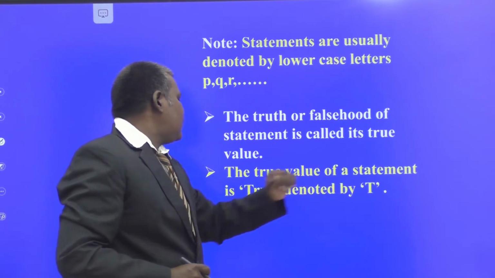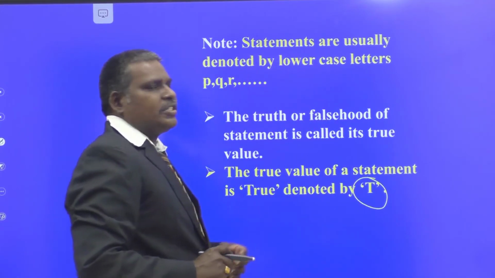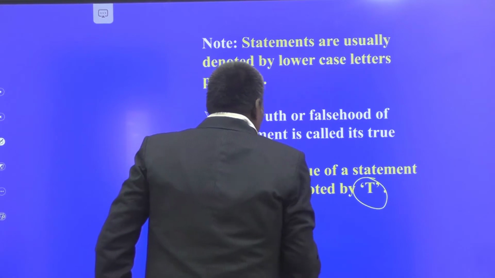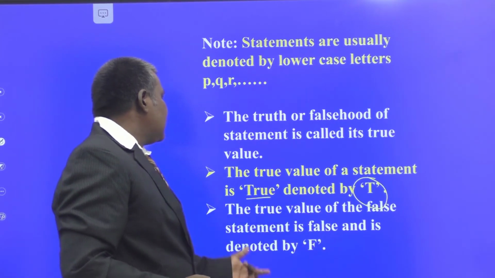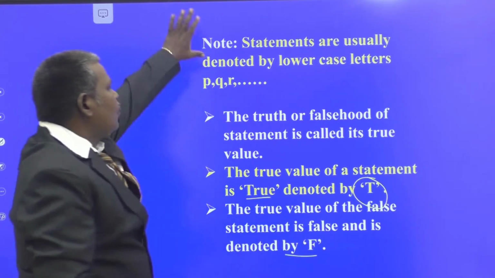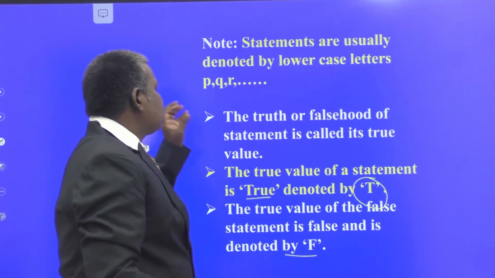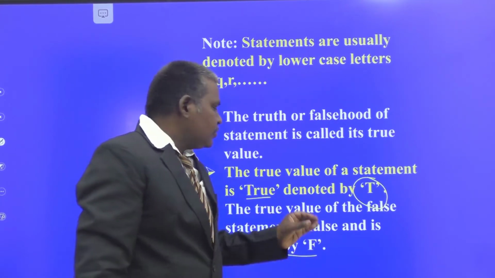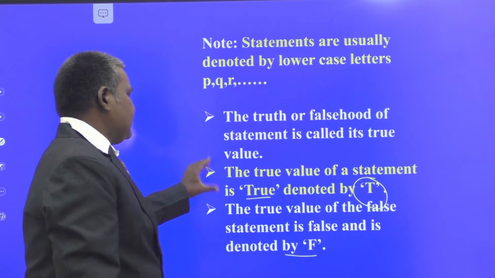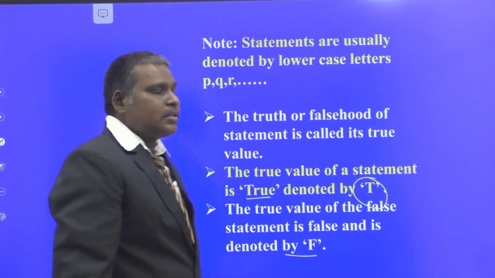See here, if the truth value of the statement is true, it is denoted by T. If it is false, then it is denoted by F, my dears. The truth value of a false statement is false and it is denoted by F. In this slide, we discussed that statements are usually denoted by lowercase letters. If the statement is true, it is denoted by T. If the statement is false, it is denoted by F. So the truth values of statements are generally of two types: one is T and the other one is F, my dears.